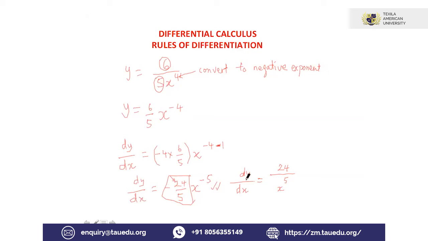There is a negative sign here, so I will put the negative sign in front. But this x still has a coefficient of 5, so I'll write it there. So this is how you write the solution for this example.